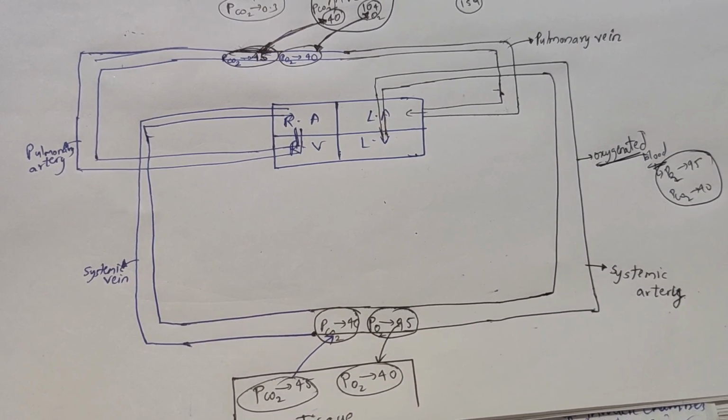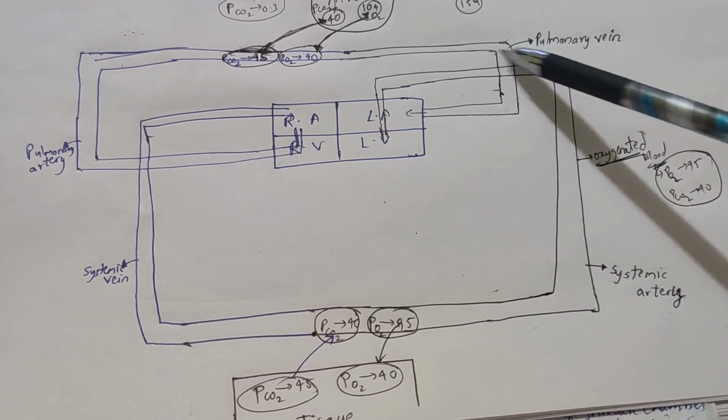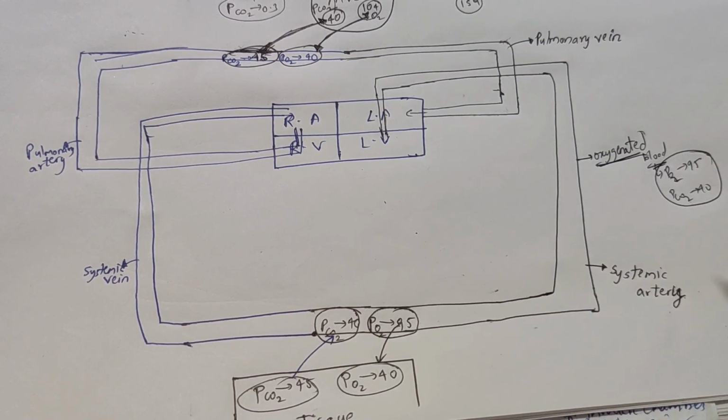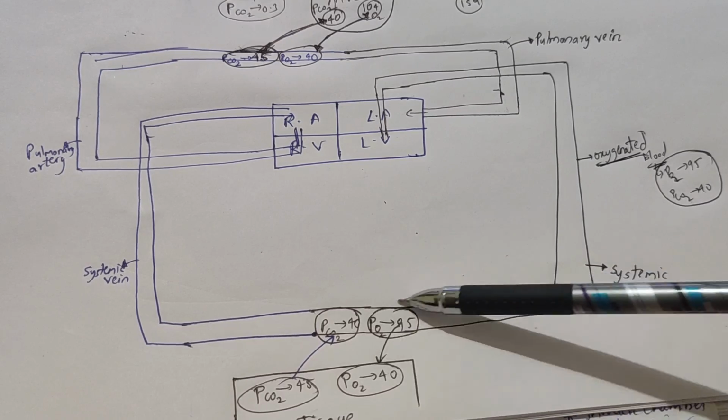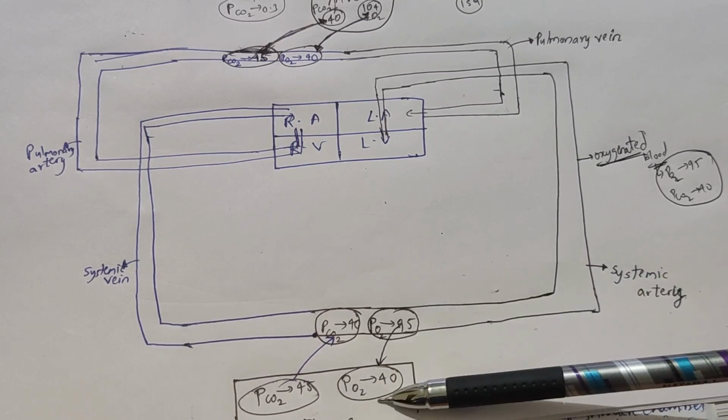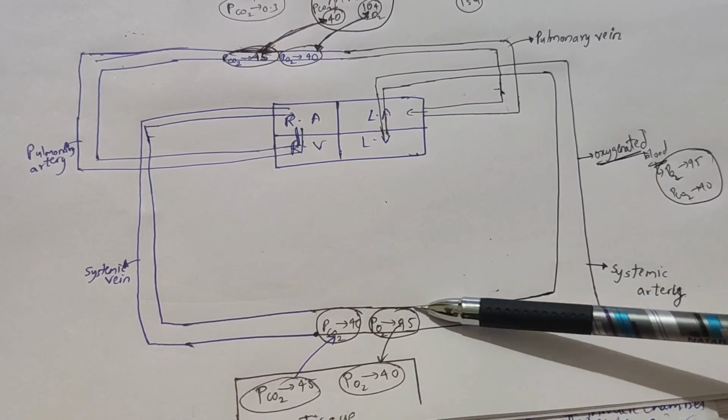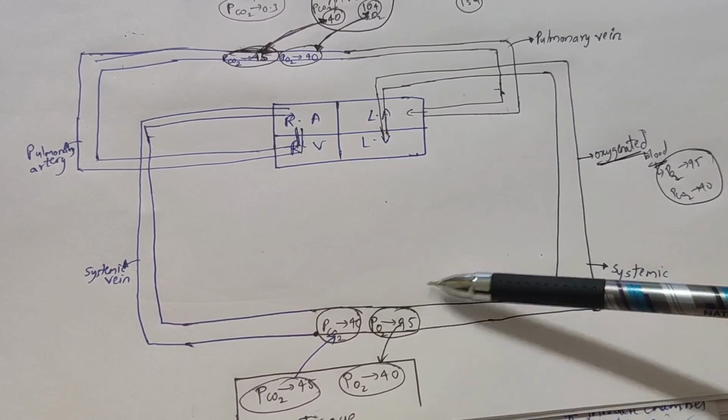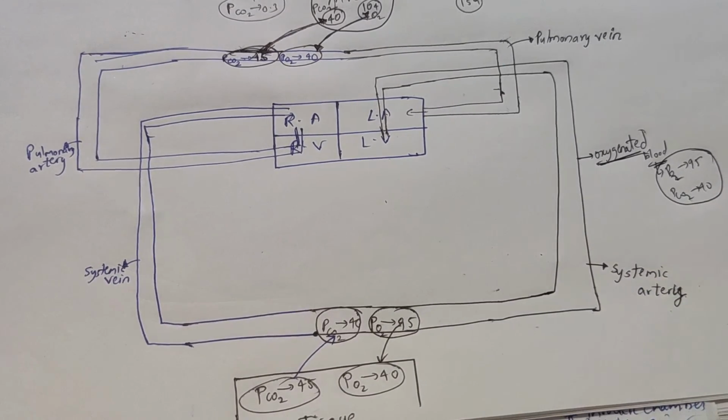So the third step is transport of gases by the blood. This is what the blood is doing. What is the fourth step? Diffusion of O2 and CO2 between the blood and the tissues. This is the fourth step. And the last step is not related to this chapter. By this you can understand everything.